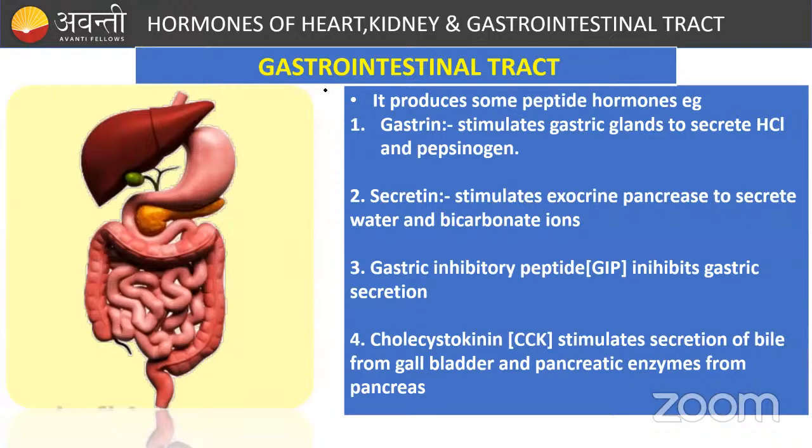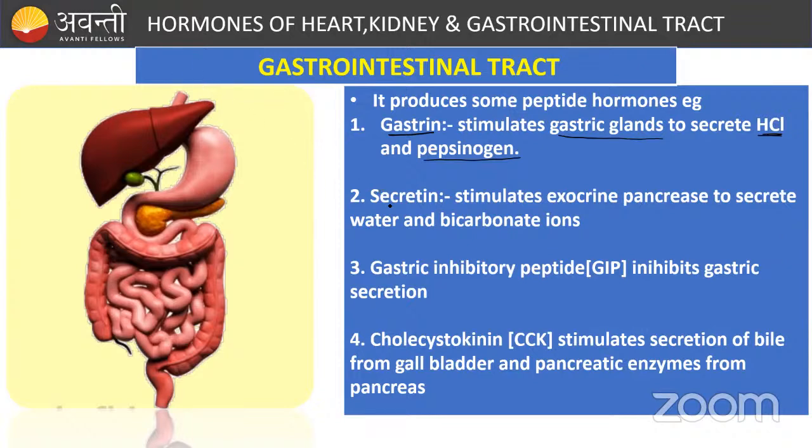Now, there are endocrine cells in the gastrointestinal tract which secrete some peptide hormones. Number one is gastrin. Gastrin is secreted by the G cells of the stomach, and this stimulates the gastric juice, which includes your HCl and pepsinogen. So when you eat food, your stomach secretes gastric juice for digestion, so that HCl can act and activate other enzymes like pepsinogen. Pepsinogen can convert into its active form, which is pepsin.